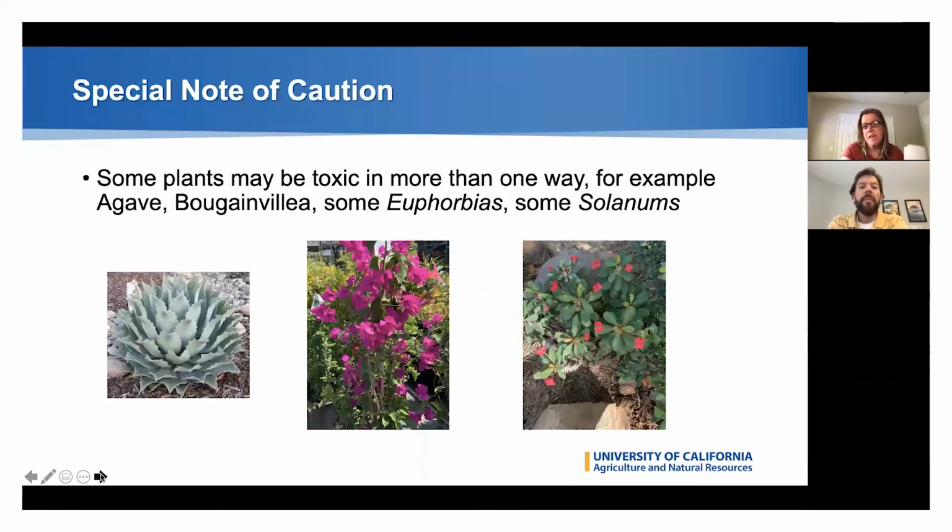And just to close this section, there are three main ways that plants can be toxic. However, some plants can be toxic in more than one way. Like we talked about, agaves have spines and toxic sap. Some euphorbias have spines, but most of them have varying levels of toxic saps. And in the case of solanums or nightshades, our potatoes and things like that, they all have varying levels of a poison called solanine. And some of the solanums have spines.